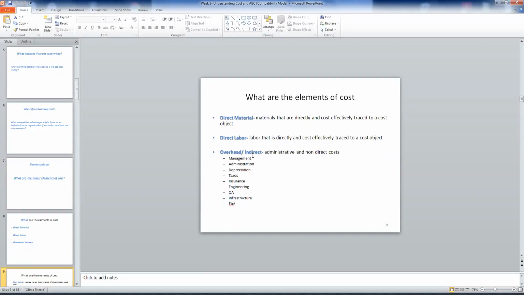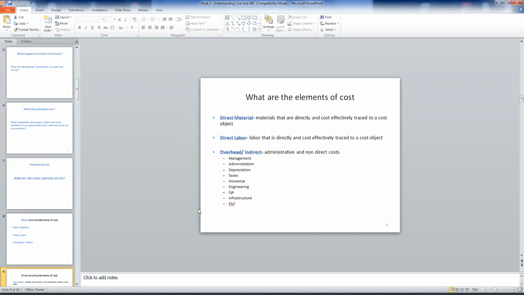When we talk about overhead and indirect cost, it's all the things that are listed here, and perhaps some more. Management, administration. Think about how much it takes to run a large organization: IT, HR, human resources, quality assurance. Depreciation deals with the issue of, I buy equipment, I have to depreciate it, the taxes, insurance, engineering, etc. The facilities cost. So what you should recognize here is that when we talk about overhead and indirect costs, for many organizations, it's the lion's share of the cost.